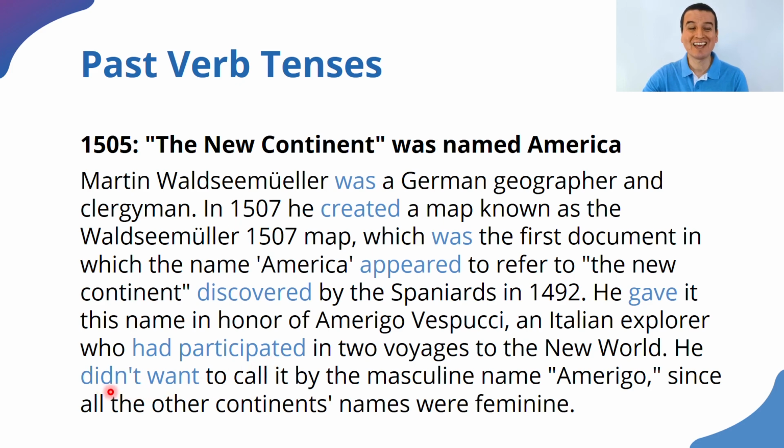That's the negation, he didn't want to call it by the masculine name Amerigo, since all the other continents' names were feminine. I didn't know that. I just knew about Amerigo, but I didn't know about the gender of America because of that fact. That's very, very interesting. All right.